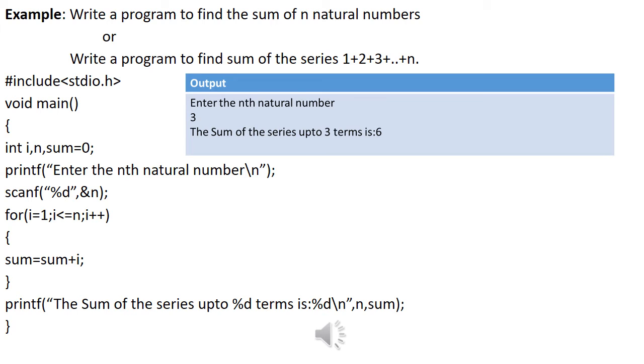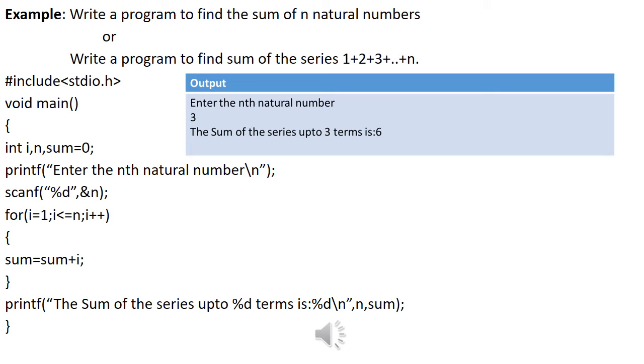I is less than or equal to n. N I have given input as 3. So 1 is less than or equal to 3. That is true. So control will go inside the loop. Now sum equal to sum plus I. That is sum equal to 0 plus 1. So the new sum value will be 1. So the new sum value is stored here in sum.